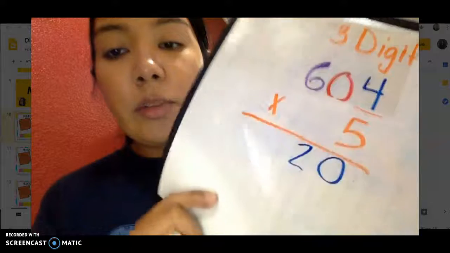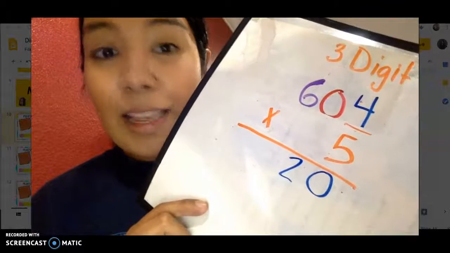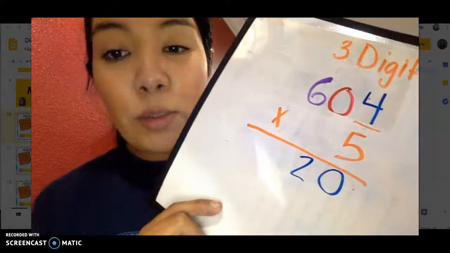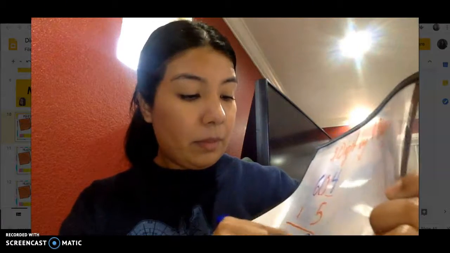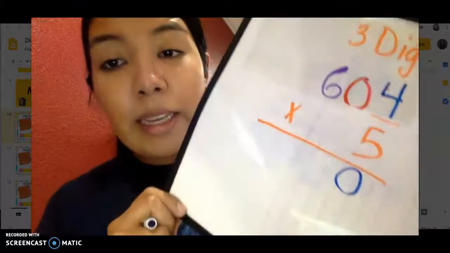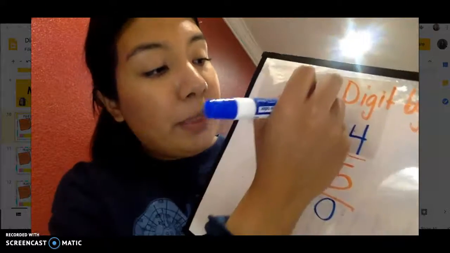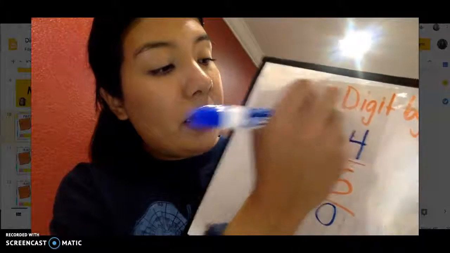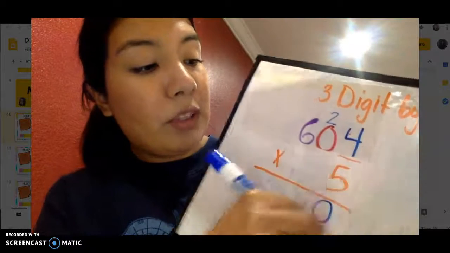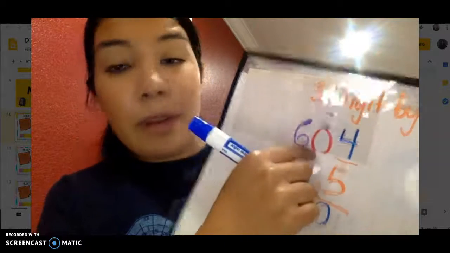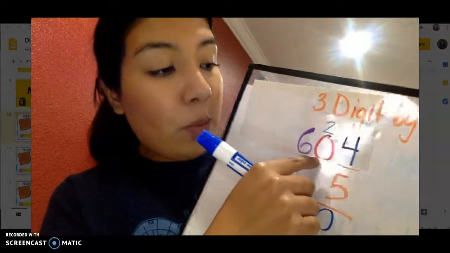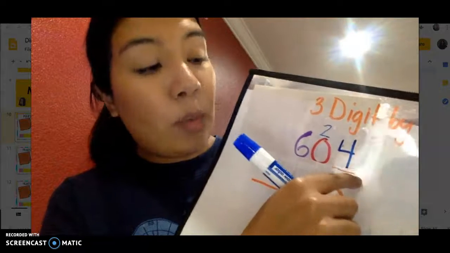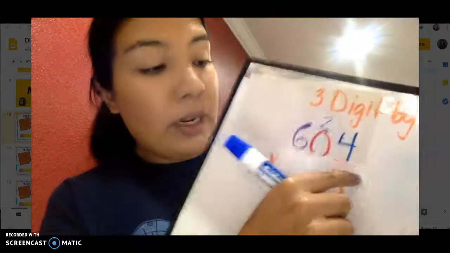Some of you are going to write the problem like this: 4 times 5 is 20, but this is not how you write down the answer. To write down the answer correctly, you have to put the 2 on top of the tens digit place. So 4 times 5 is 20, but we put the 2 on top of the tens digit number, which is 0.